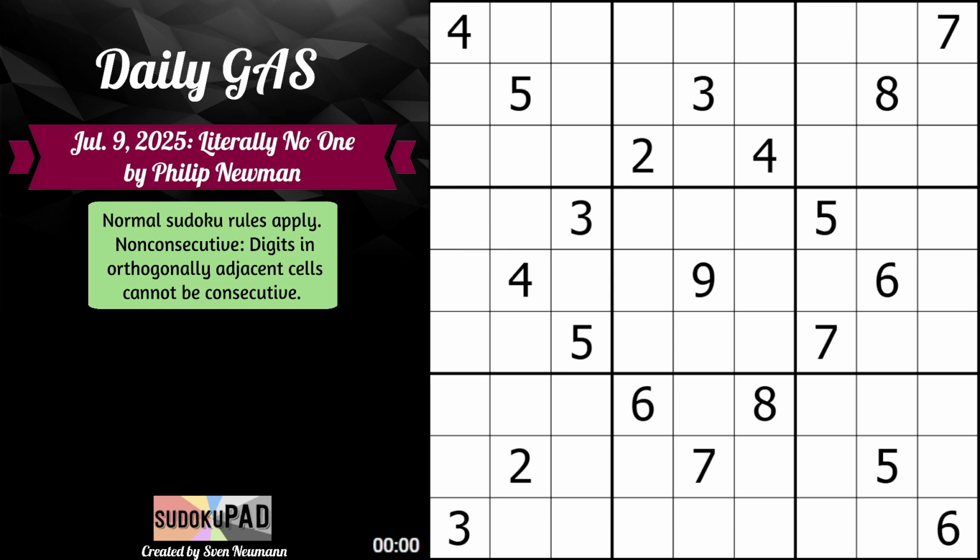Normal Sudoku rules apply, non-consecutive. Digits in orthogonally adjacent cells cannot be consecutive. So what does that mean? Well, first of all, consecutive means they have a difference of 1, as Philip Newman notes.